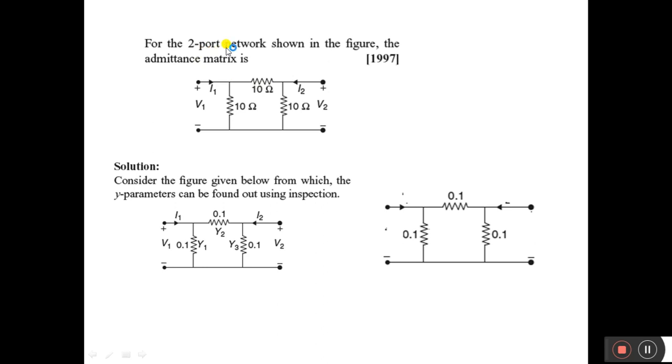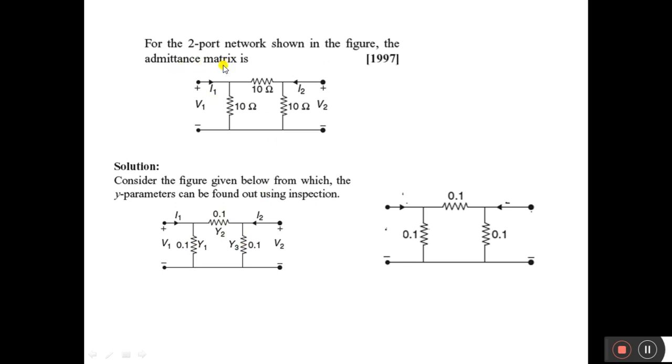Similarly, for the two-port network shown in the figure, the admittance matrix is this one. They are asking to calculate the admittance matrix. Given is in terms of Z. To get Y, just take the inverse of this. So if you take the inverse of this, you will get 0.1 in each entry. The question is calculating admittance.